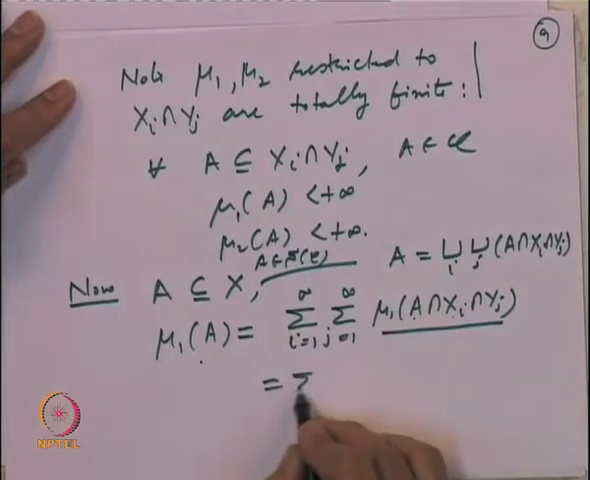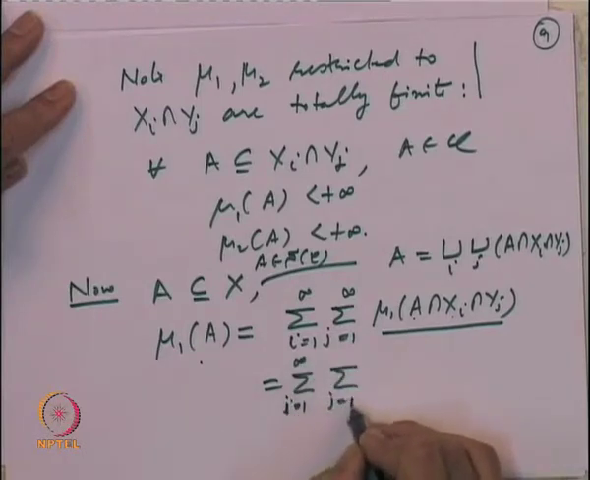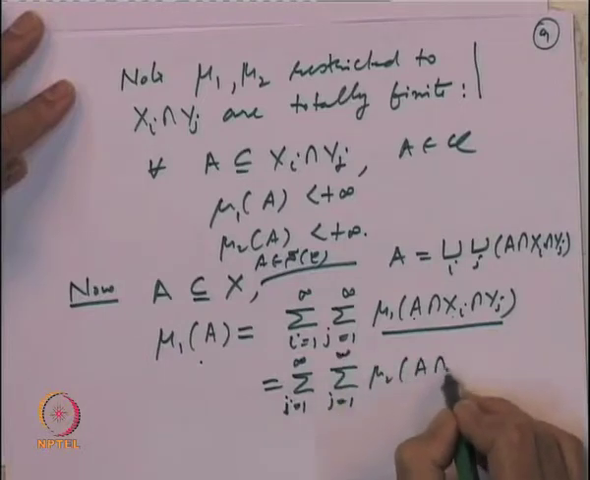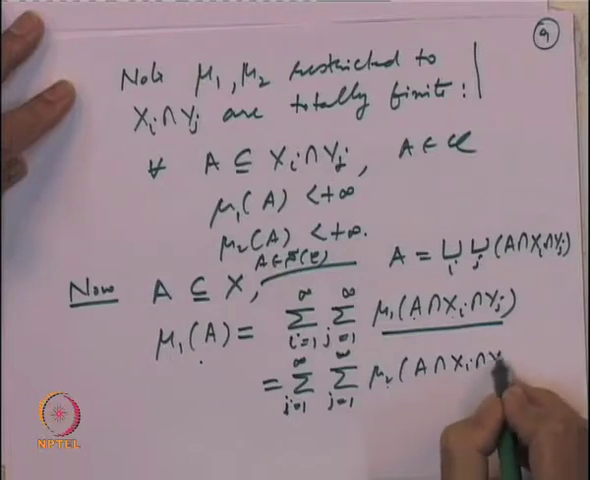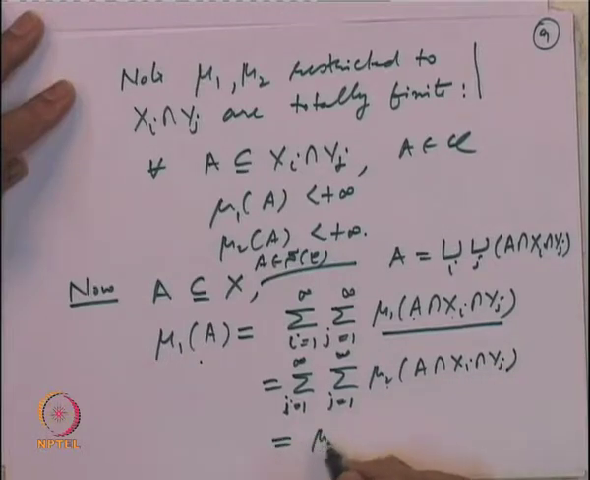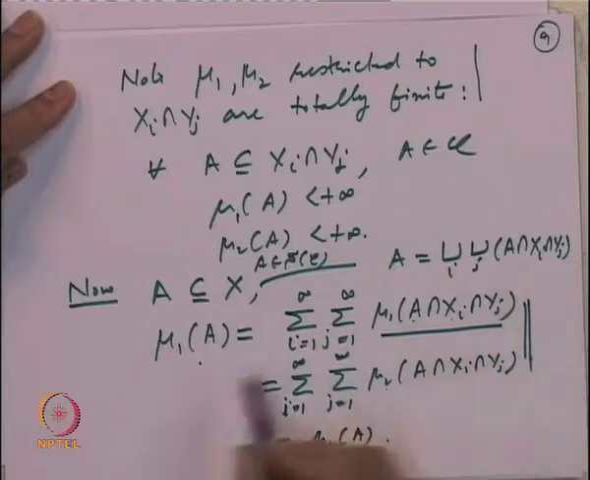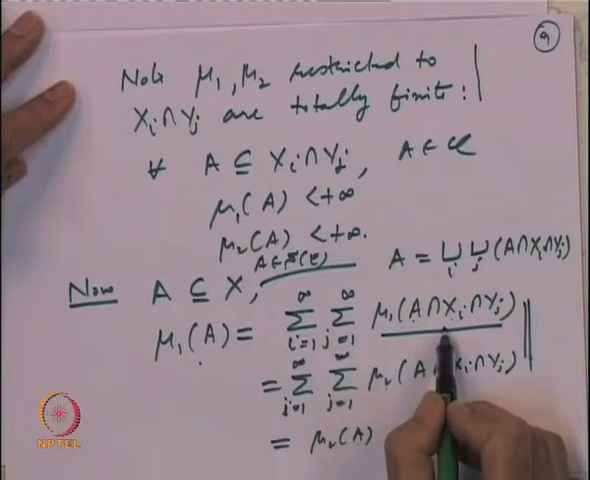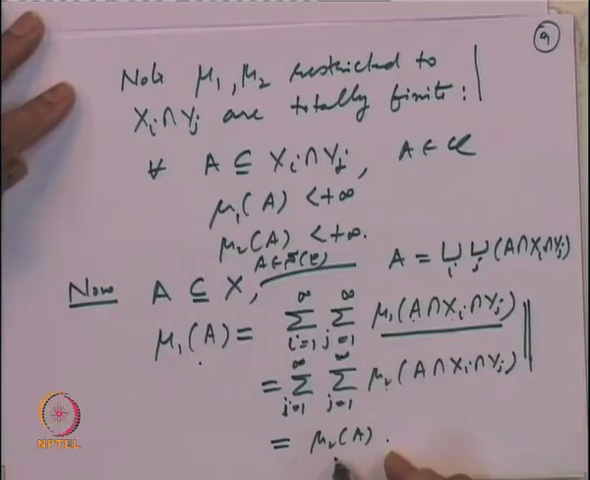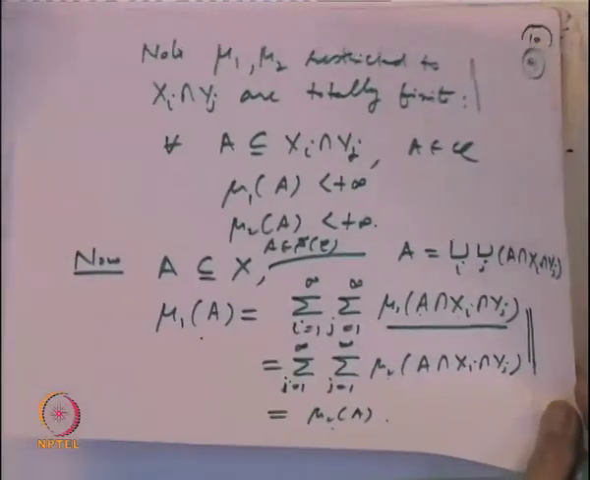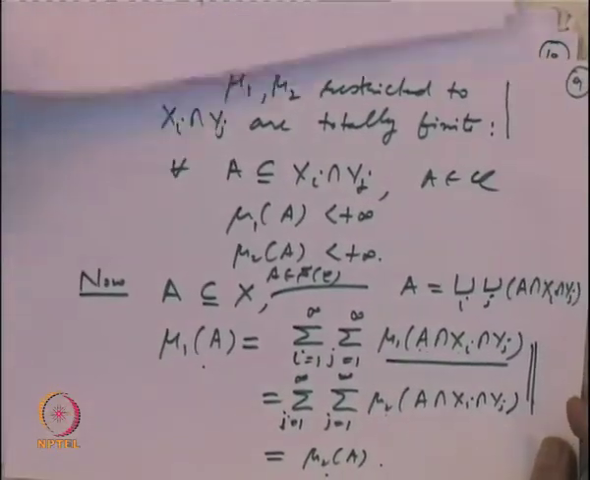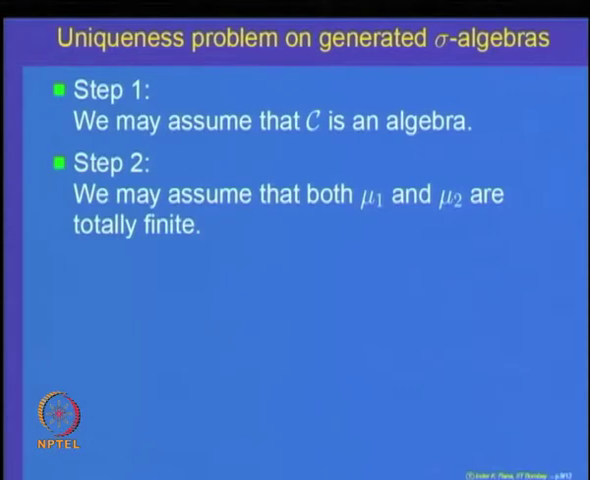So, by the assumption that the statement is true for finite measures, we conclude that this is the same as the sum of mu 2 of A intersection x i intersection y j, and once again that is equal to mu 2 of A. So, the basic idea is that for any set we can bring it to the finite pieces, where we know it is true, and go back to the original set. This is the proof of the second step, that we may assume without loss of generality that our measures mu 1 and mu 2 both are finite. So, we have made two simplifications in our proof.